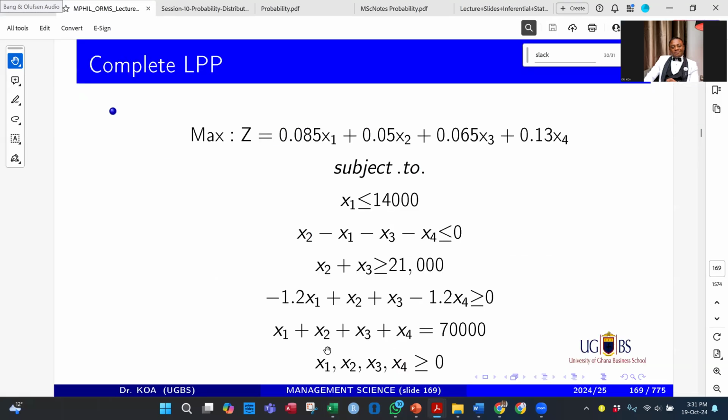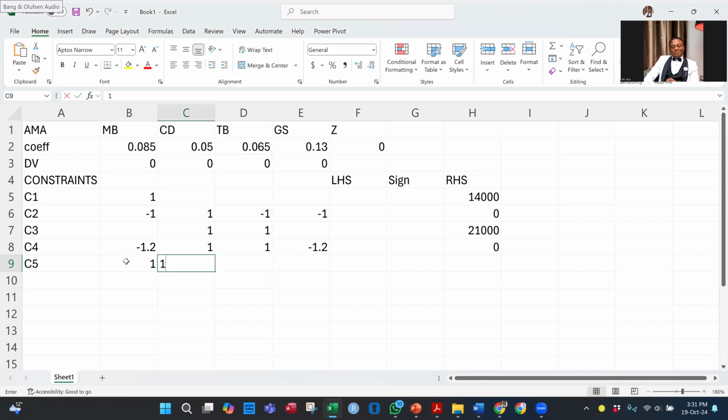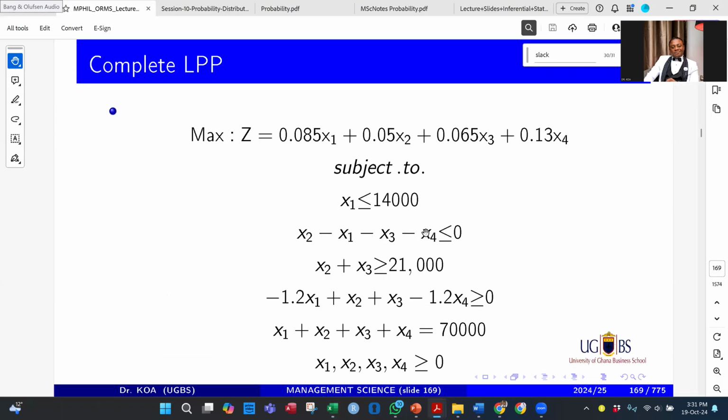Remember, the last constraint is the one where I invested everything. And on the right-hand side of that is 70,000. But on the left-hand side is 1, 1, 1, 1, as you can see in the model. Always look at the model. So now we go to the model, type 1, 1, 1, 1. Okay. And then on the right-hand side, you type 70,000. That's it. Now, what sign are you using? Look at the sign. The first one, the sign is less than. The second one is less than. Third and fourth are greater than each.